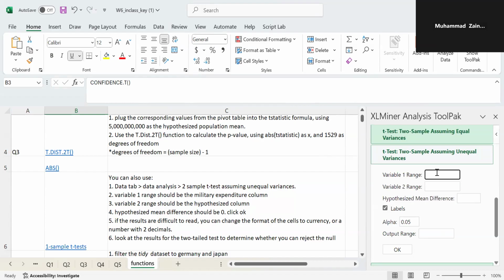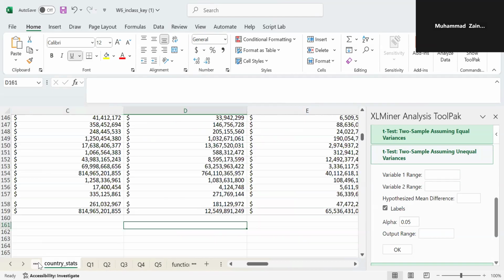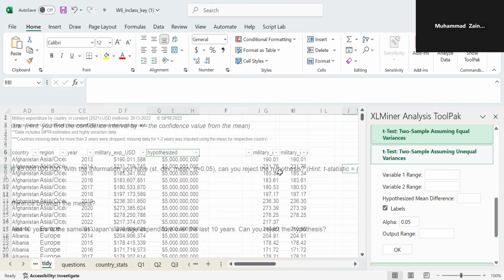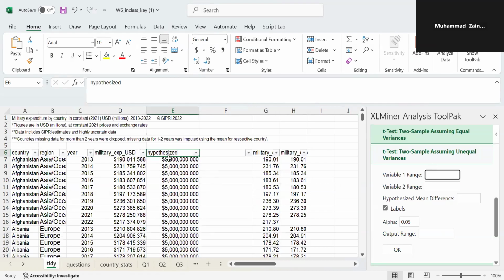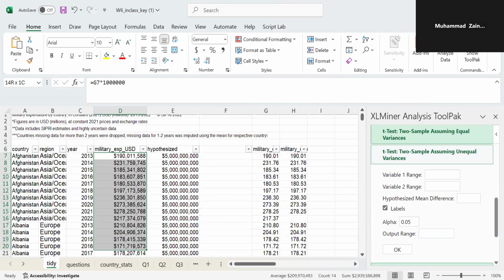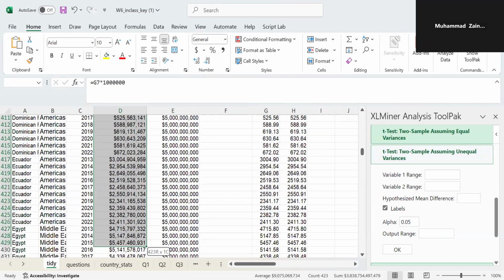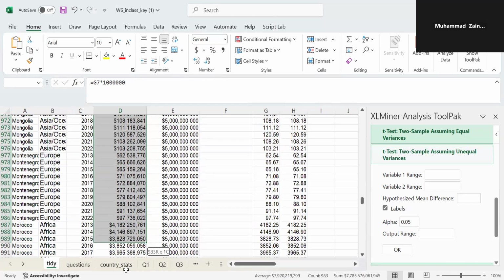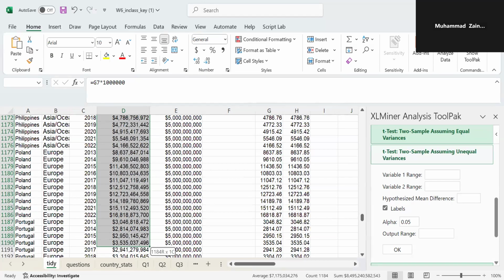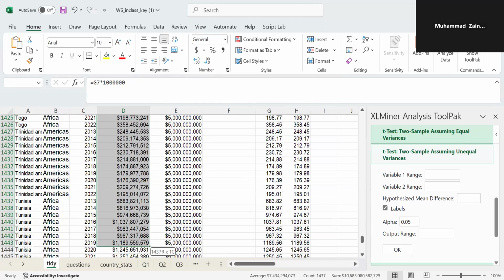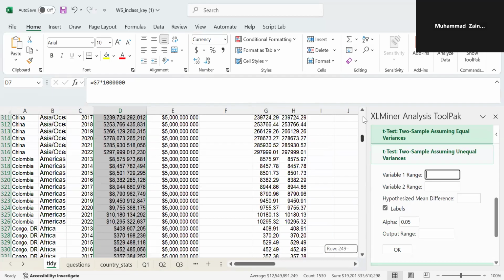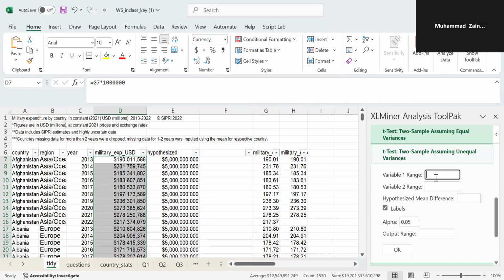So first, let's put our variable one range from here, from our original data set, right? And this is our variable range, military expenditure. So there is some issue here. It's supposed to pick the range here. If you go down, it should be able to pick that range here, but for some reason it isn't doing that.